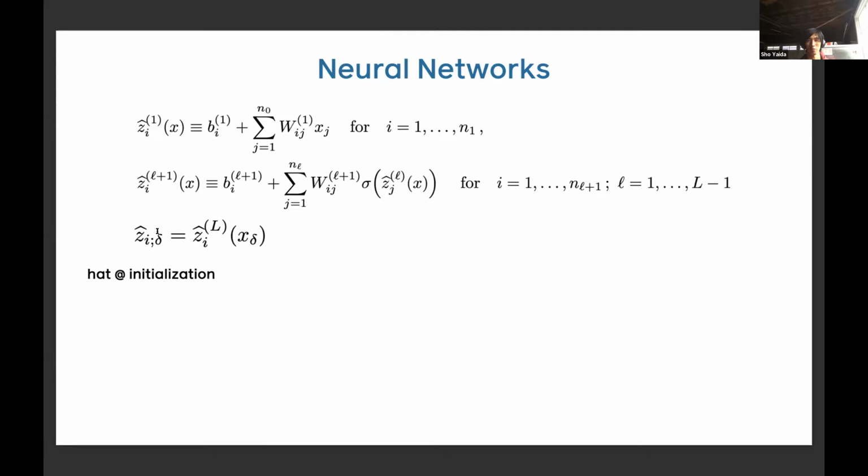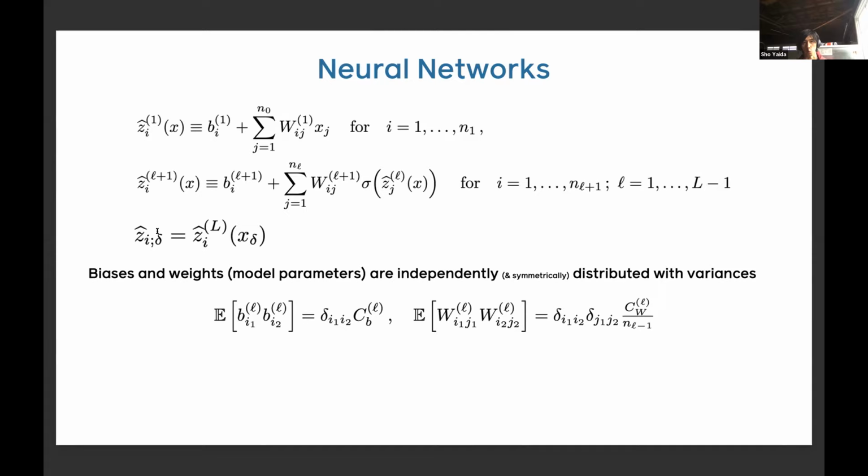Okay, cool. So speaking of initialization, these biases and weights, the B and W's, are called model parameters. At initialization, they are independently and symmetrically distributed with variances given by the following equations. What this means is, for example, this first equation just means a simple thing: you take the biases in the first layer, and you distribute each of the biases independently from each other, and the variance of it is given by CB. So take a Gaussian distribution with some variance CB, okay?